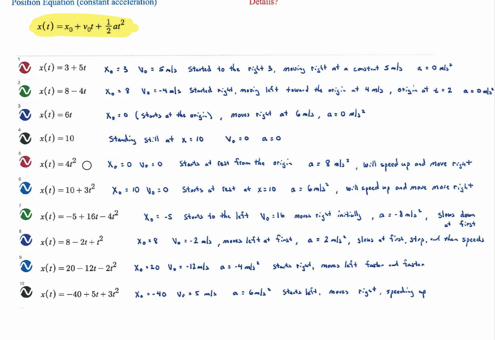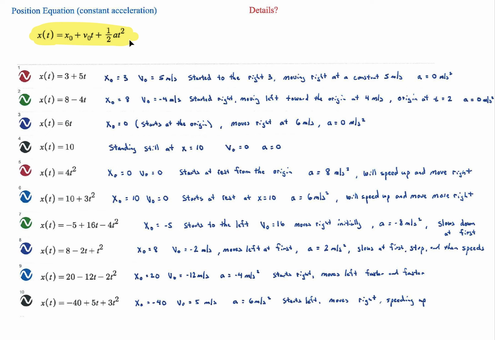All right, number 5. Now that one doesn't have an initial position. It doesn't have an initial velocity. So this guy starts at rest from the origin, and the acceleration is 8. Now remember, a little tricky. Remember, this term here is 1/2 at squared, and we already discussed where the half came from. We'll discuss even more where the half came from later on with a more calculus derivation, but we did discuss algebraically that that half is there. And so when you see this 4, it's really 1/2 times 8 t squared.